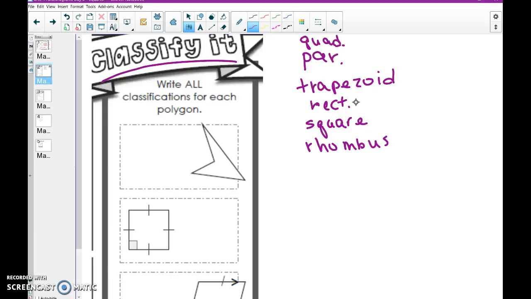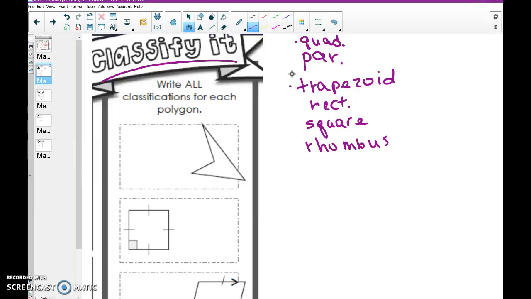Can't be a rectangle. None of the sides are equal. Okay, well, is it even a parallelogram? Parallelograms have to have two sets of equal sides that are parallel, hence the name parallelogram. There are no parallel lines anywhere, so it can't be a parallelogram. So we're down to either quadrilateral or trapezoid.